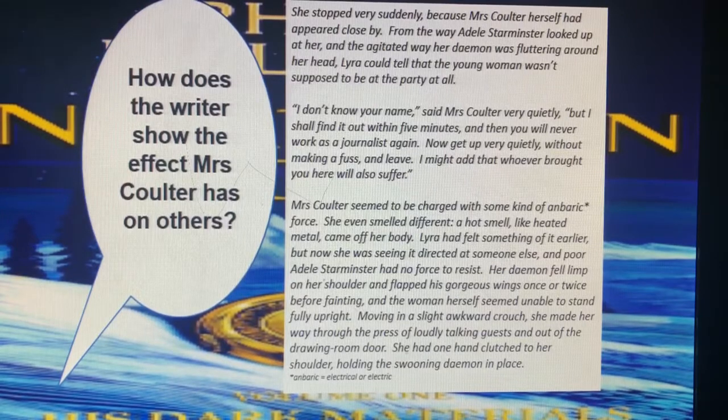You can see what I did there was read through parts of the extract, get a general understanding of what the character was like, and then select words or phrases or language to comment on, linking to her personality and how she might affect other people.